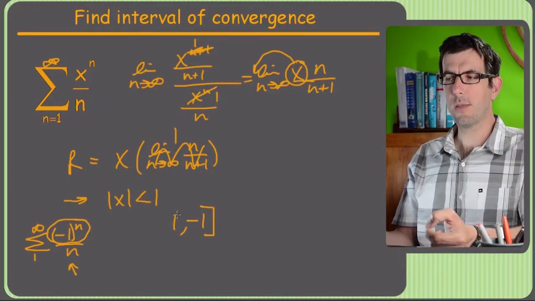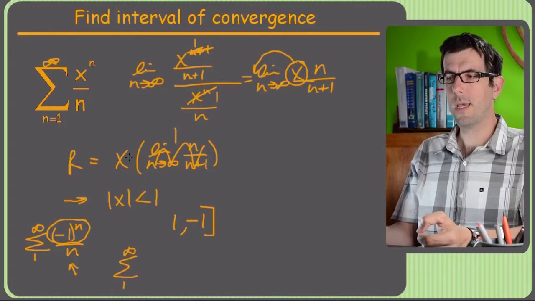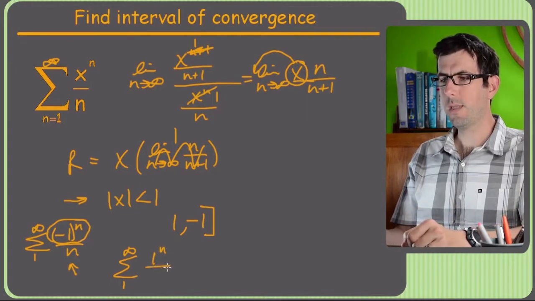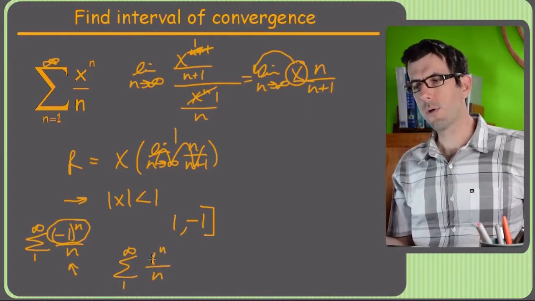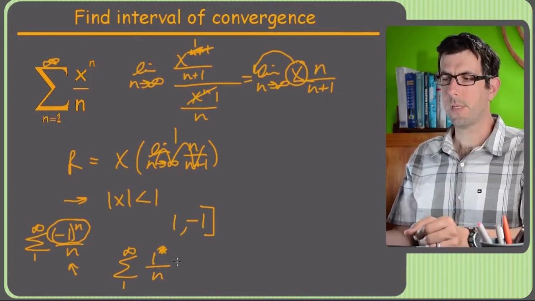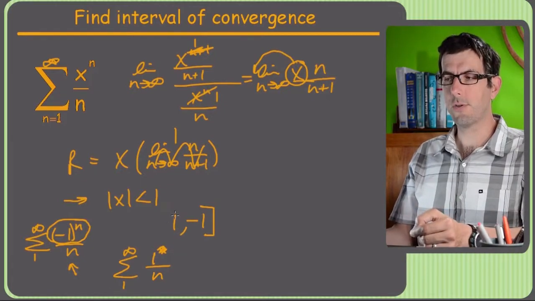But then by the same token, when you plug in positive 1, your formula is just going to be 1 to the n over n. And of course, 1 to the n is just 1. So it's 1 over n, and this really is the harmonic series, and the harmonic series does not converge. So that is still a curved parenthesis.